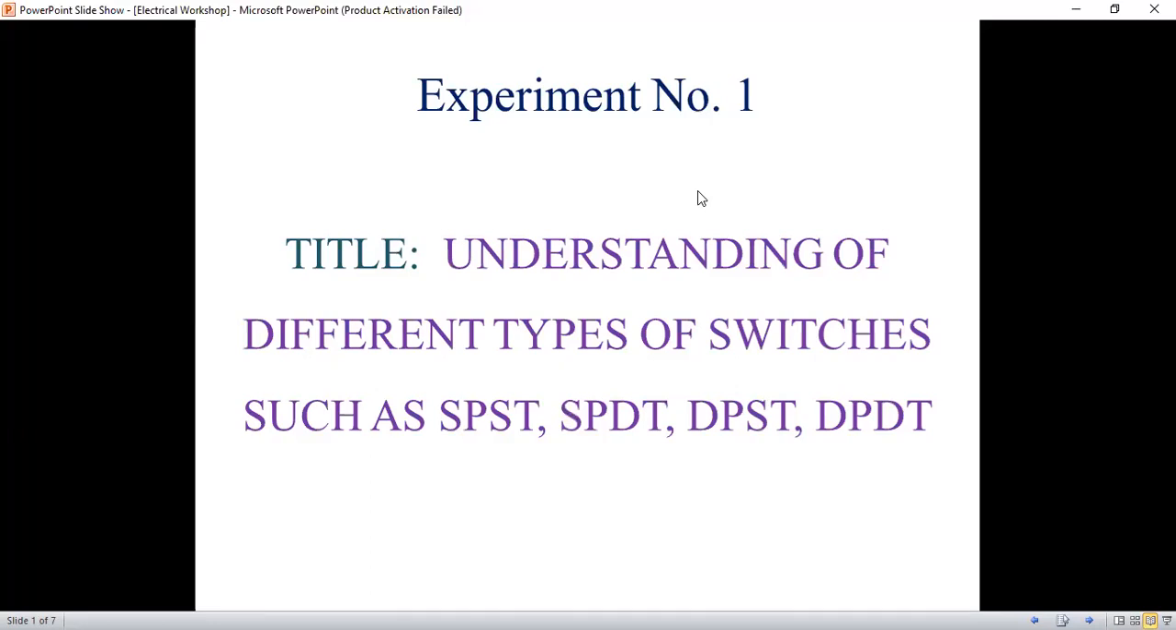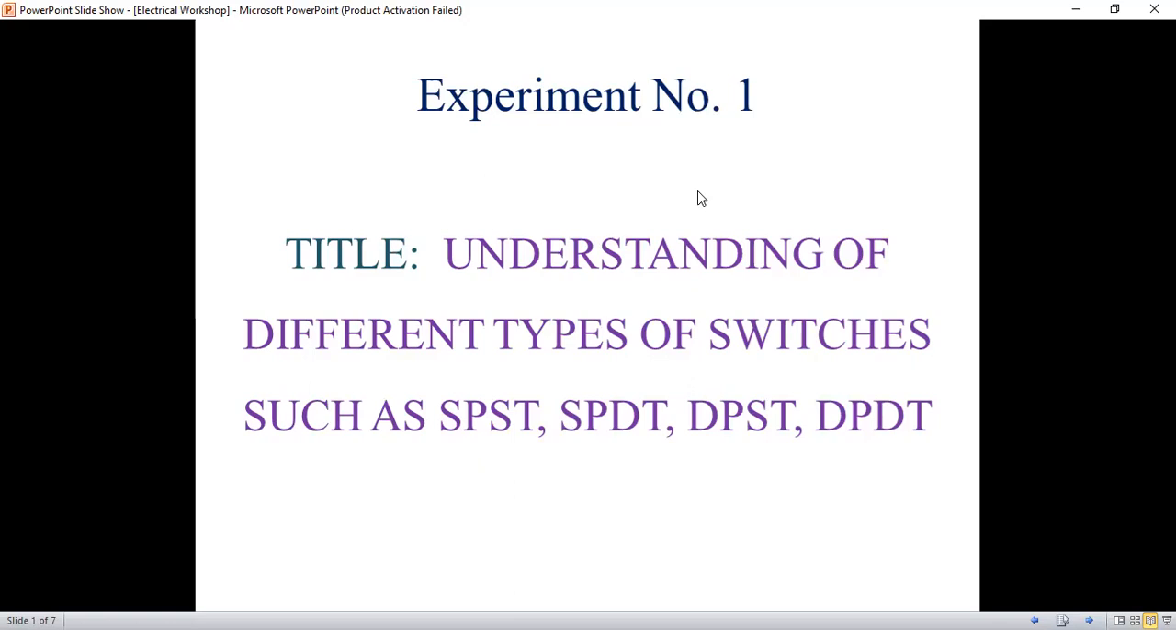So we want to understand the different types of switches, like the SPST switch. What is meant by an SPST switch? How can it be used? How many poles are there? How many throws are there? Then SPDT, that means single pole double throw type of switch. Then DPST and DPDT switches. So today we will discuss these types of switches.